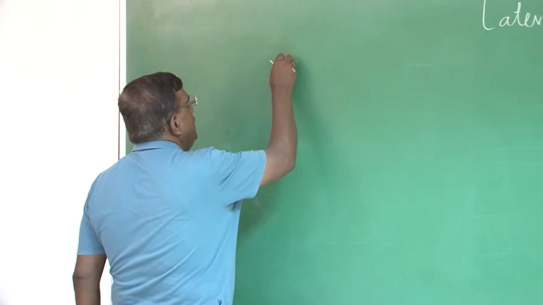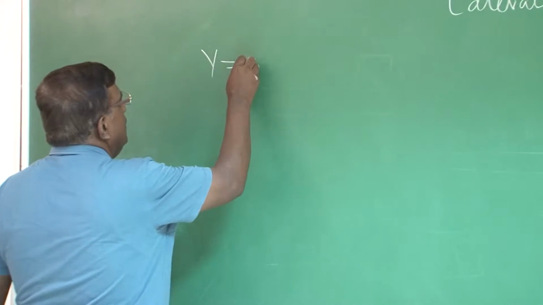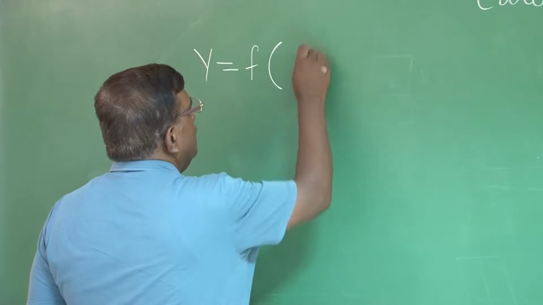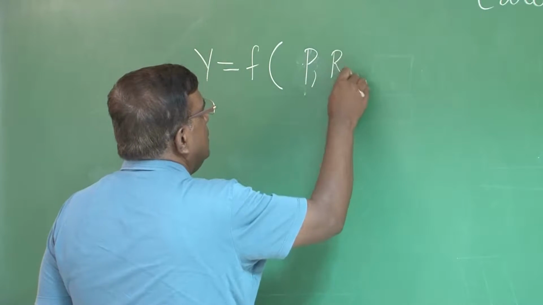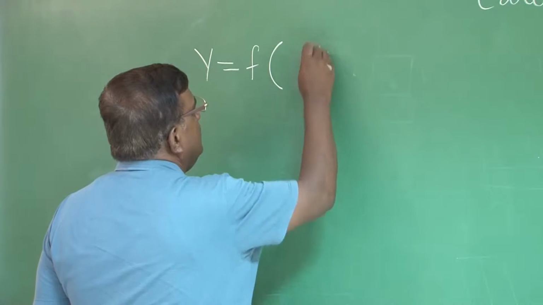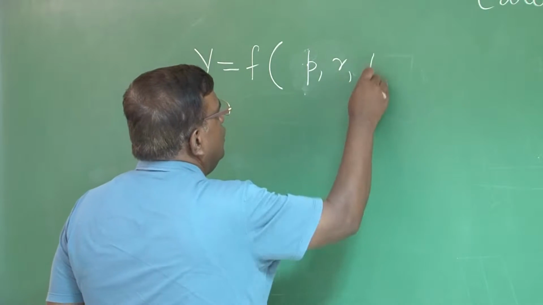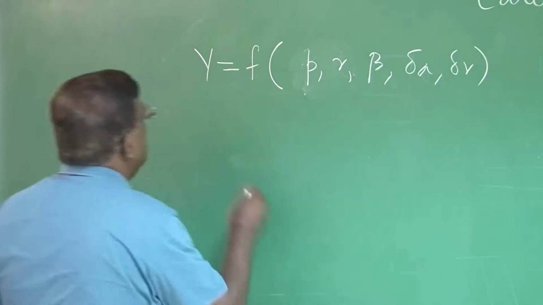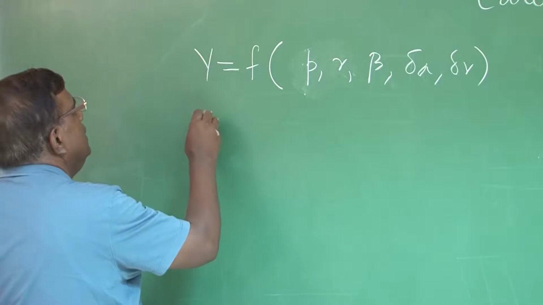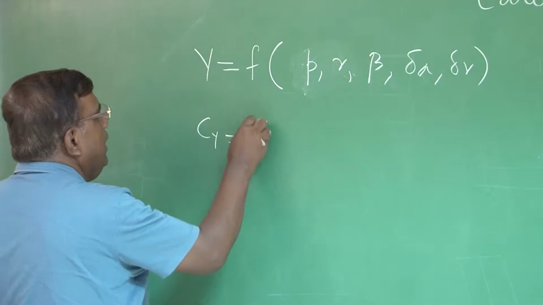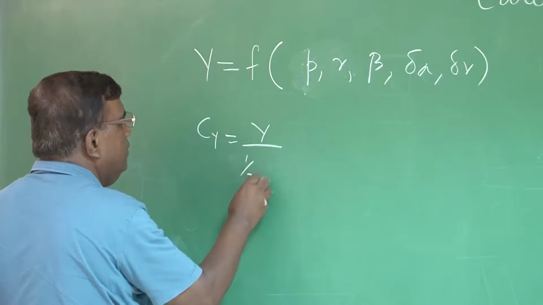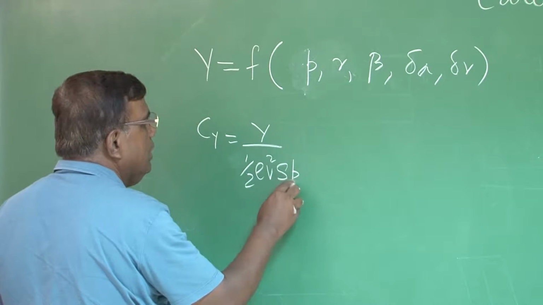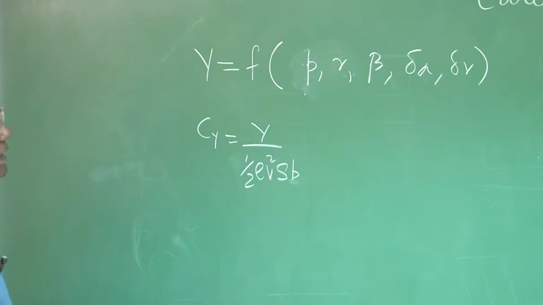Write Y as a function of p, r, beta, delta a, delta r. Then you know that Cy, which I can define as Y by half rho V squared S into b. This is to be noted for CL.